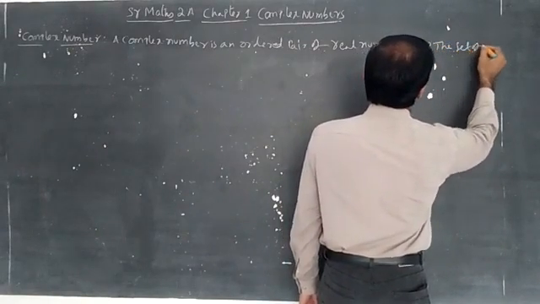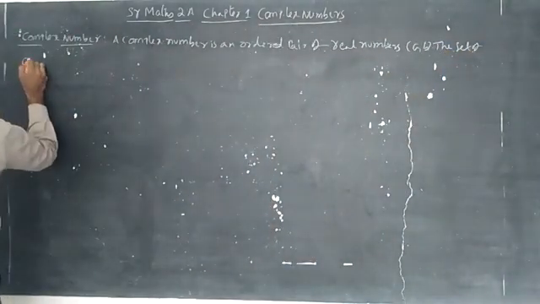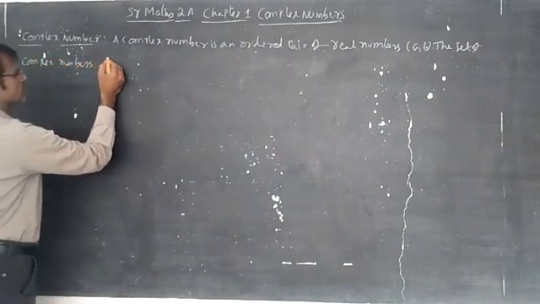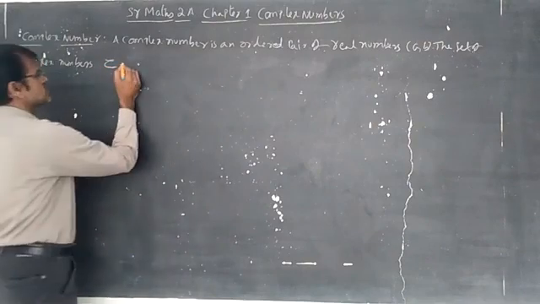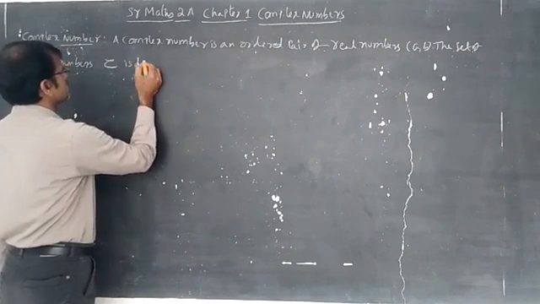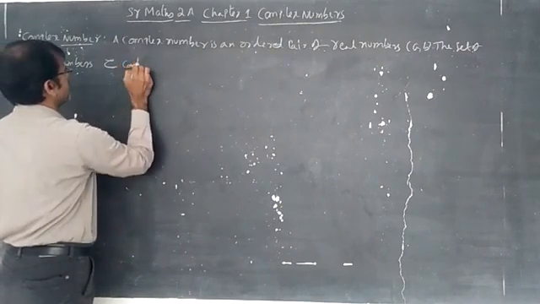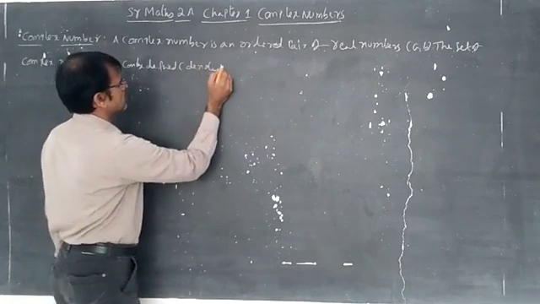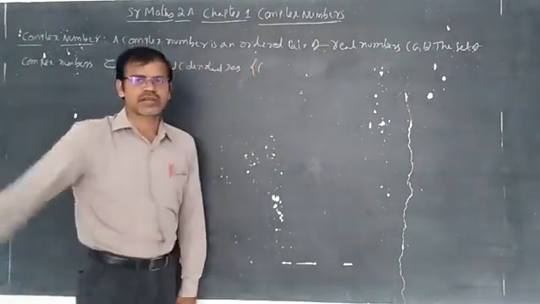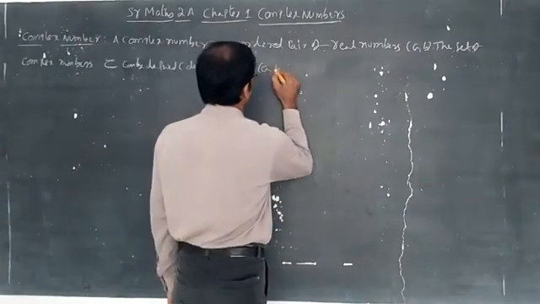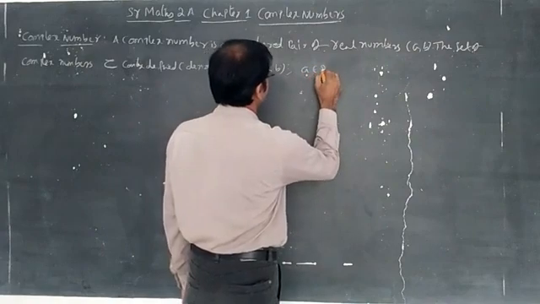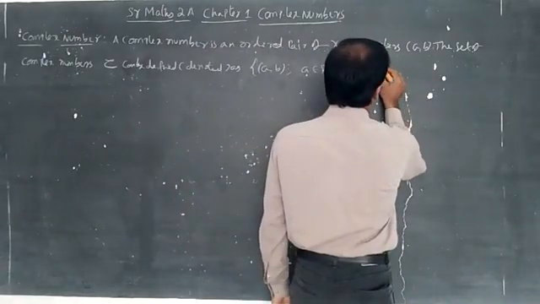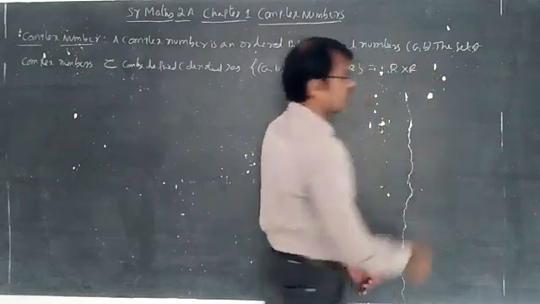The set of complex numbers, like this you should write C. Set of complex numbers C is denoted, or C can be defined, as the set of ordered pairs (a, b) such that a belongs to R, b belongs to R. That means the complex number set C is equal to R cross R.